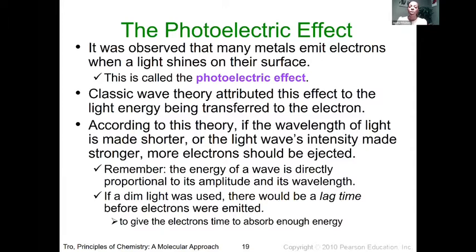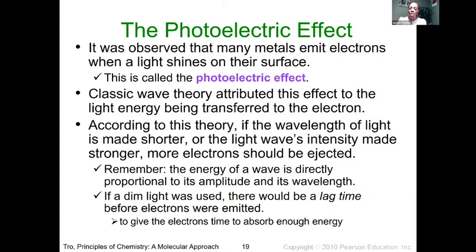One of the things that was observed as light interacted with different metals is that as the light hit the metal surface, the metal would emit electrons whenever it was shined upon. This process is what we now know as the photoelectric effect. A lot of the classical wave theories would attribute this effect to the light energy being transferred to the electron, basically allowing it to be emitted off of the surface.